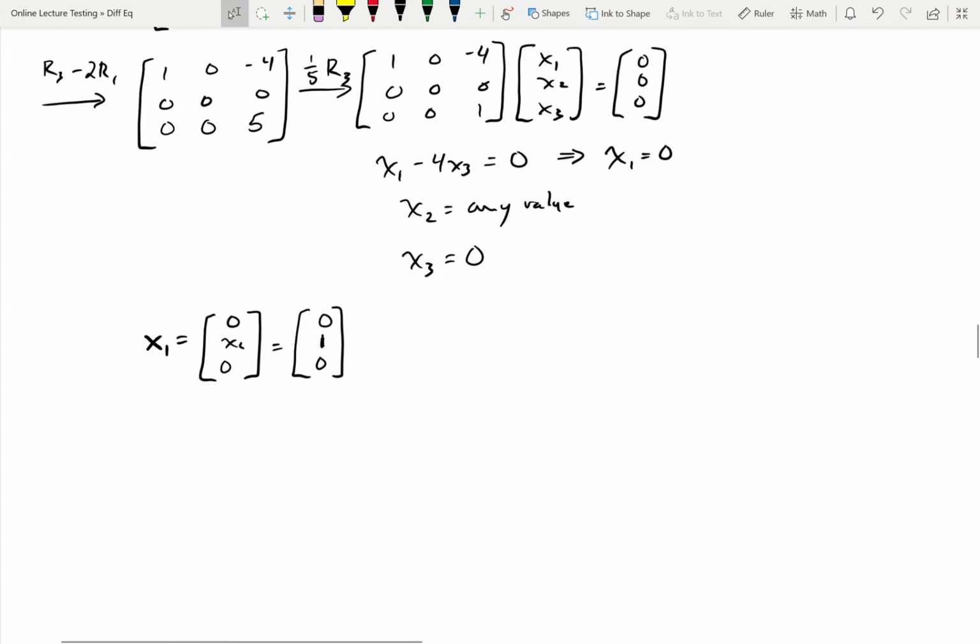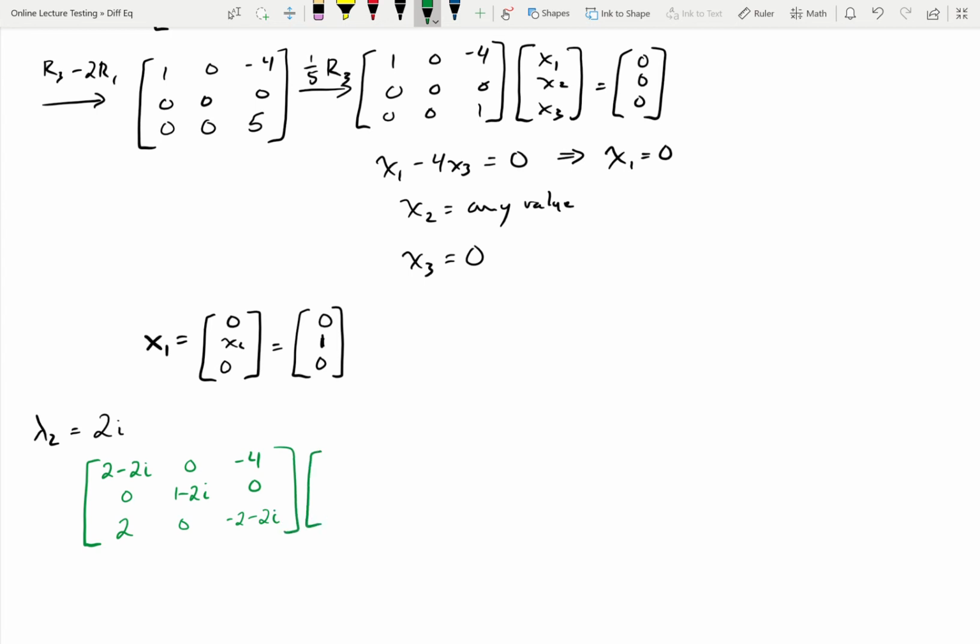Let's deal with lambda 2 is equal to 2i. And we'll do this one in green, just that way it's a separate color for this. So if I plug in 2i into my matrix, I'm going to get [2 minus 2i, 0, negative 4], [0, 1 minus 2i, 0], and [2, 0, negative 2 minus 2i], times x1, x2, x3 is equal to 0, 0, 0.